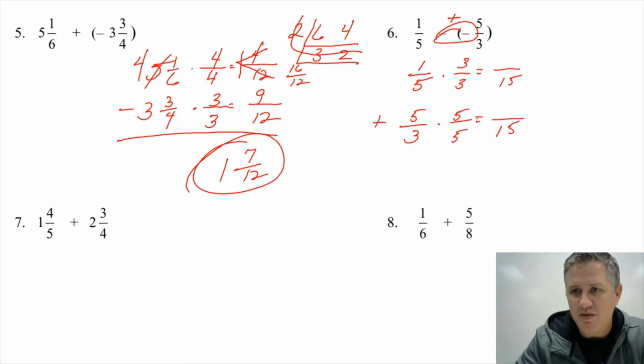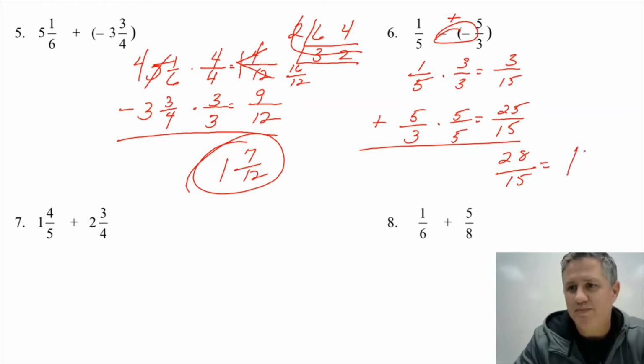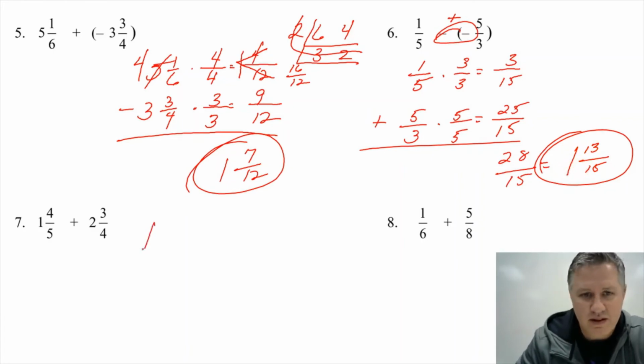And I'm going to multiply this by 5/5 to get my equivalent fractions. And I wind up getting 28 over 15. And I can regroup that. 15 goes into 28 one time, right, with 13/15 left over. So 1 and 13/15.